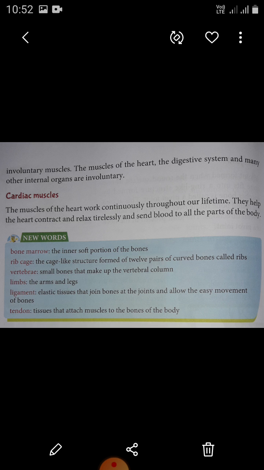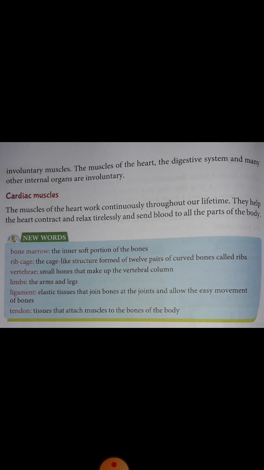Cardiac muscle is one of three types of vertebrate muscles, with the other two being skeletal and smooth muscles. It is an involuntary striated muscle that constitutes the main tissue of the wall of the heart.